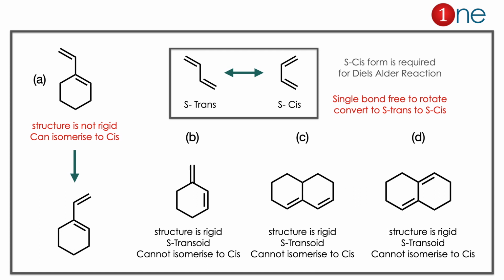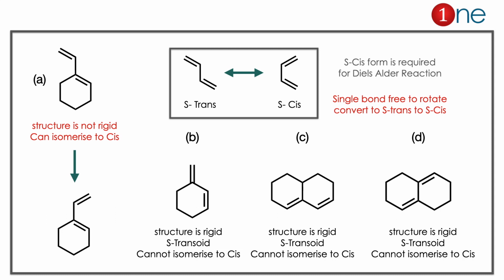If you look at B, C and D, they are in a rigid system. Because it is attached with the ring, you cannot twist the ring. The structural integrity will be lost. If you look at B, the exocyclic double bond, you cannot rotate it, so it will not undergo Diels-Alder reaction.